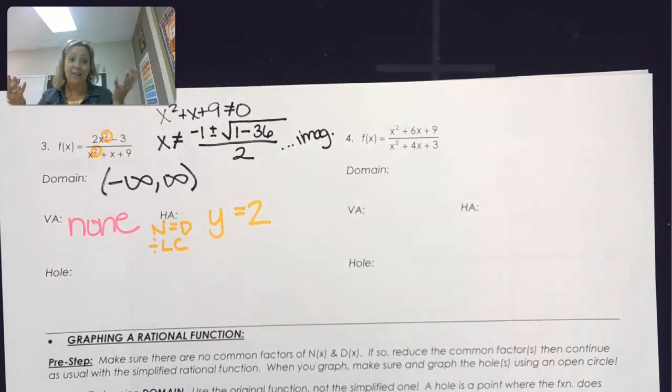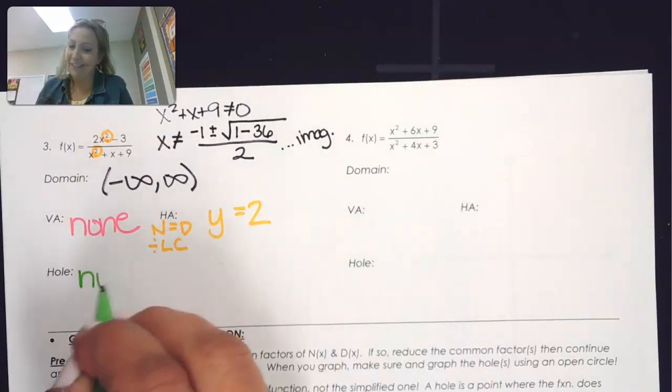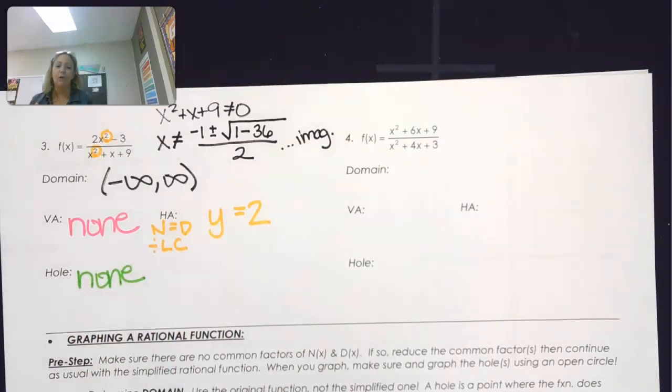We couldn't factor either the numerator or denominator. There aren't any common factors. So for hole, we're going to put none. Okay. Number 4.